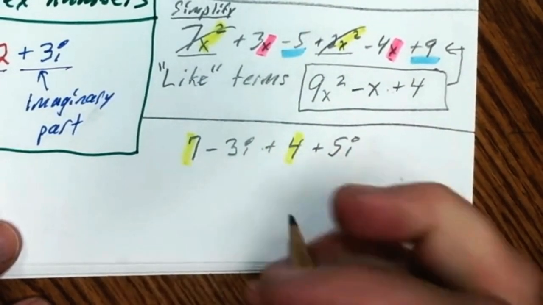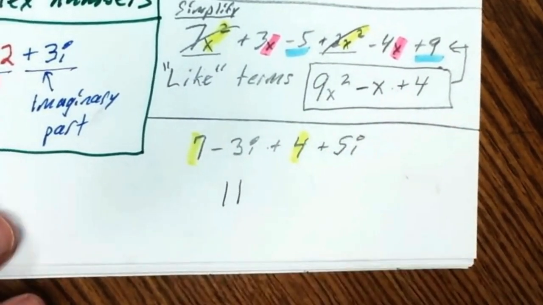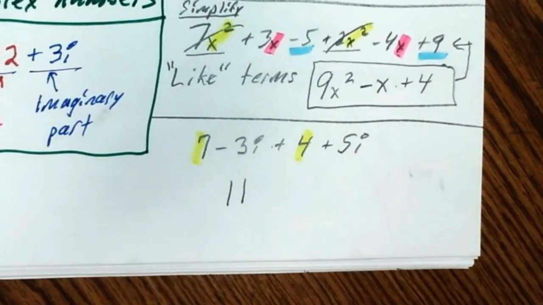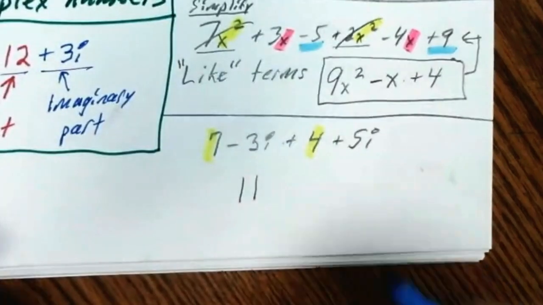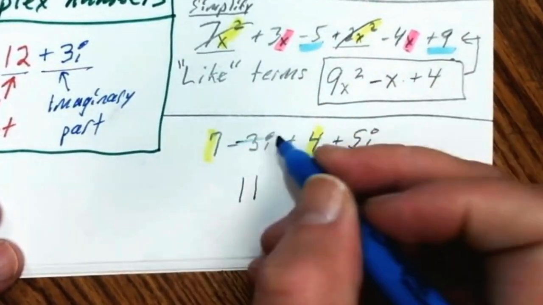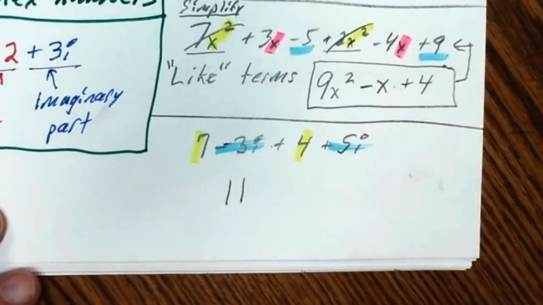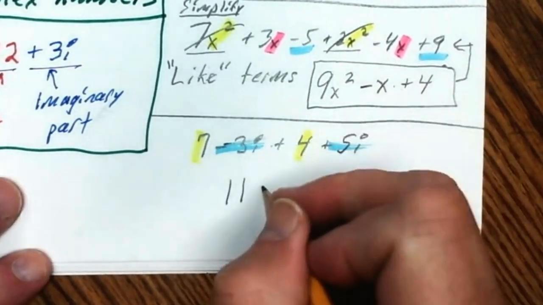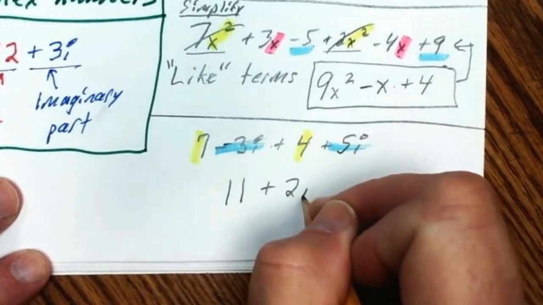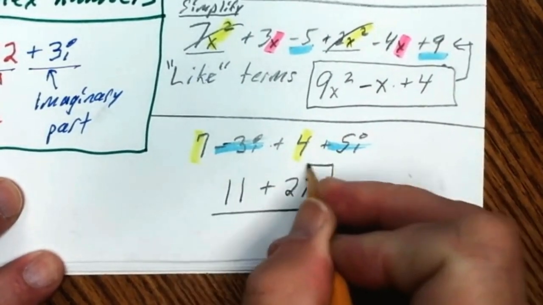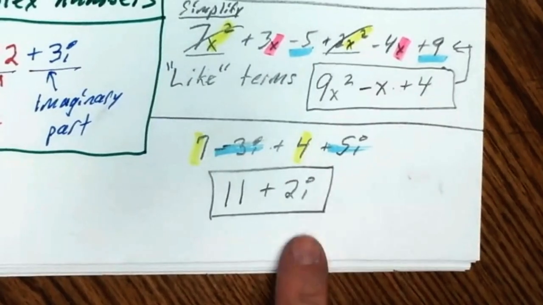7 plus 4. Imaginary numbers like to hang out with other imaginary numbers. This negative 3i guy is going to hang out with this 5i guy. Negative 3i plus 5i. That is the answer. It's the same thing as this.